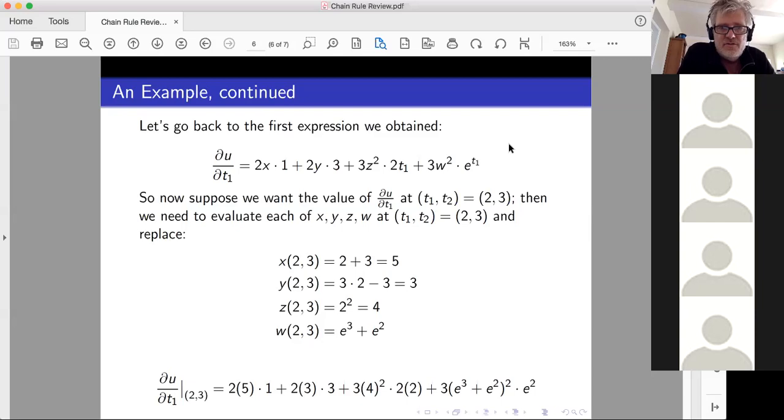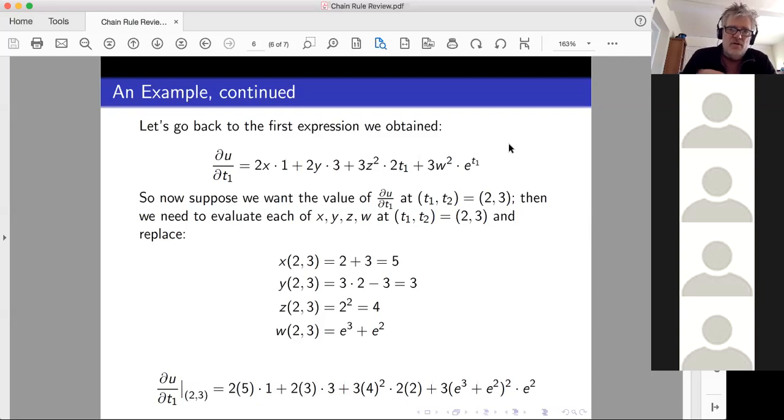That's easy. You just replace in the definitions of x, y, z, and w, and you're going to get the values you want. And in the del x, del t1, and so on and so forth, you can again just replace t1 and t2 by 2, 3, and you can just compute the full value. I didn't simplify the expression there. We don't care about that. So you can evaluate this way.